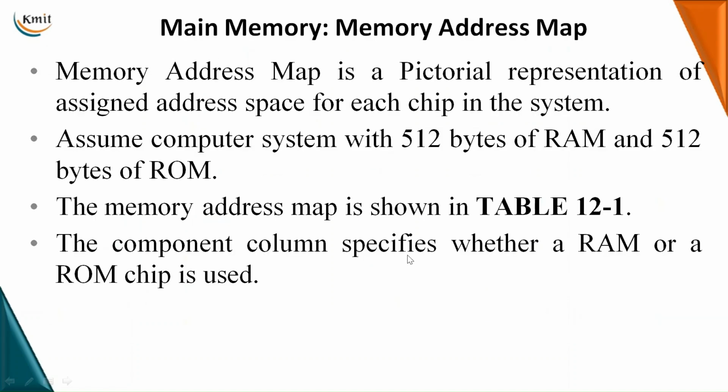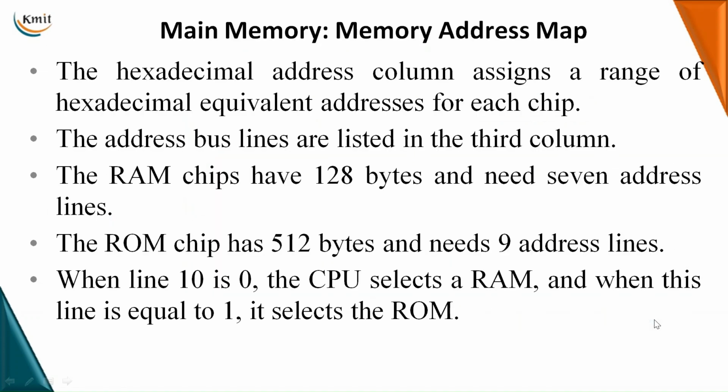So the component column specifies whether a RAM or a ROM chip is used. Next column is the hexadecimal address. It assigns a range of hexadecimal equivalent addresses for each and every chip that is present in your computer. And the third column specifies your address bus lines. The RAM chip has 128 bytes and needs 7 address lines, and the ROM chip has 512 bytes, so it requires 9 address lines. And when line 10 is 0, the CPU selects a RAM. When this is equal to 1, it selects a ROM.